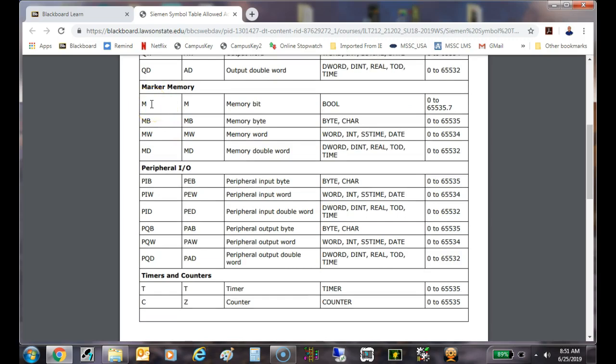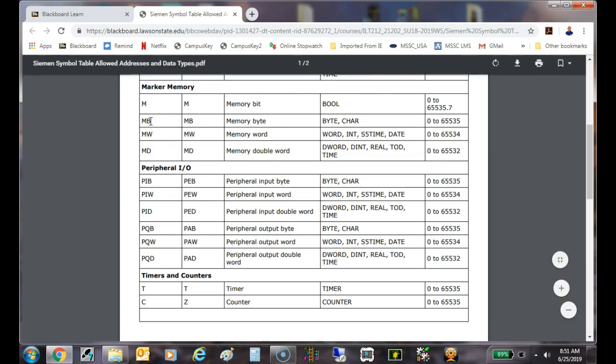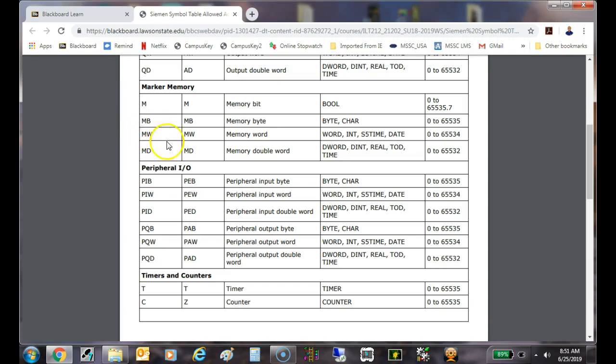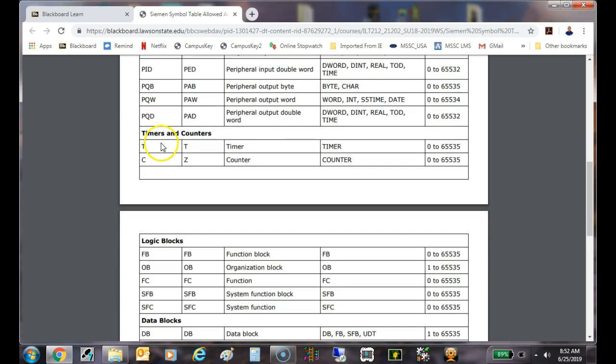Over here on memory, which we're going to use a lot, M, if we use M, that's Boolean, right? MB, we could actually play around with a whole byte of memory at the same time. MW, a whole word at one time, and of course, MD would give us a lot. We could actually update a double word. And these we're not going to deal with. And then T, timers and counters. We could actually have 65,535 different timers in this thing if we have enough memory in our PLC.